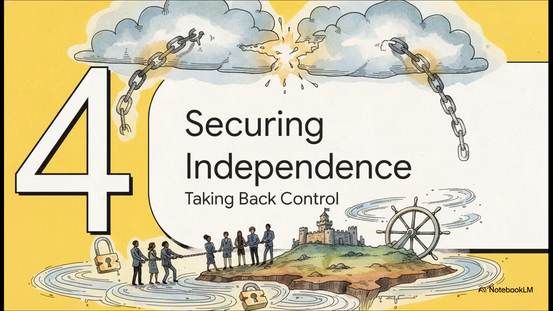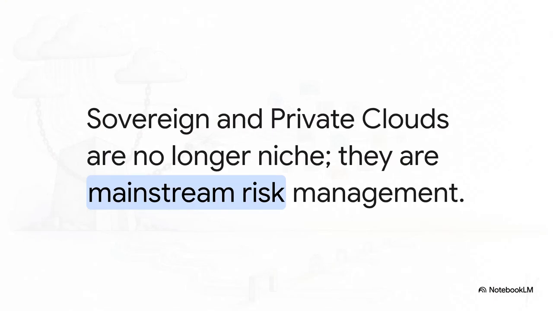So, what do we actually do about this? Let's get into Section 4, Securing Your Operational Independence, and talk about how your board can finally take back control. The big strategic shift we are seeing right now across the enterprise landscape is this. Sovereign and private clouds? They are no longer just niche technical setups for paranoid companies. They are completely mainstream risk management. To truly insulate your business from foreign political disruption, you've got to start moving your most critical, sensitive workloads to infrastructure that is strictly governed by local laws and run by domestic entities.